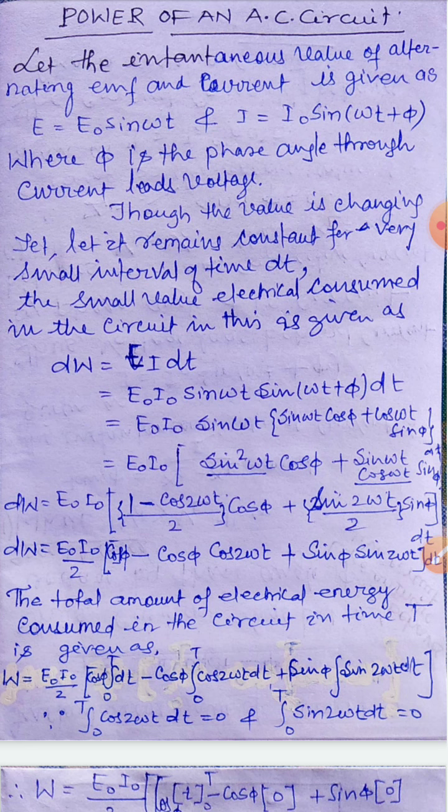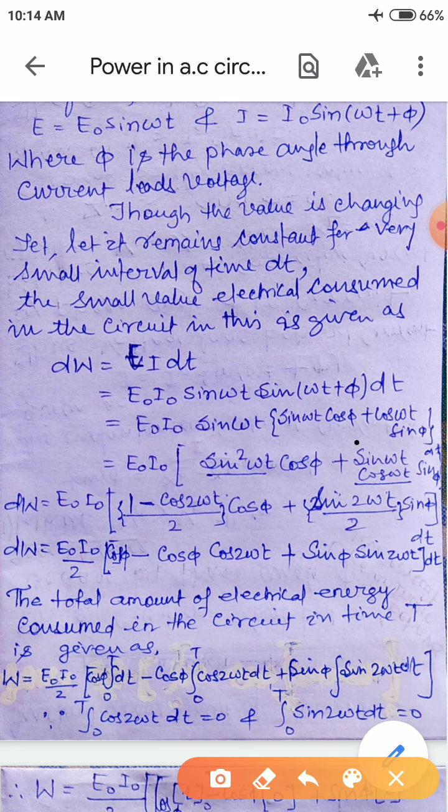Substituting the value and simplifying, here we have used trigonometric formulas. Sin square omega t is equal to 1 minus cos 2 omega t by 2, and here we have multiplied and divided by 2, and then 2 sin a cos a is equal to sin 2a. So these two trigonometric formulas have been used here, and so finally we get the value of dW.